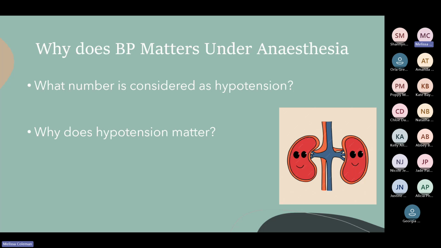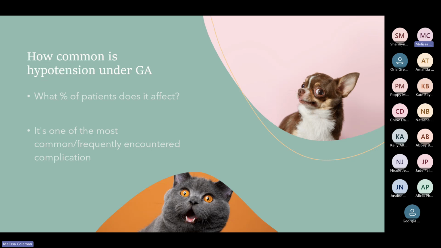Because knowing our blood pressure reduces the risk of an AKI, and then, as Francis mentioned, a CKD in later life. So what we want to do is keep those kidneys nice and healthy, because any GAs we do for our patients where we don't know they're hypotensive are potentially going to give us issues in the long run, especially when they are getting a lot older. So how common is hypotension under GA? Does anyone roughly know what percentage of patients it affects?